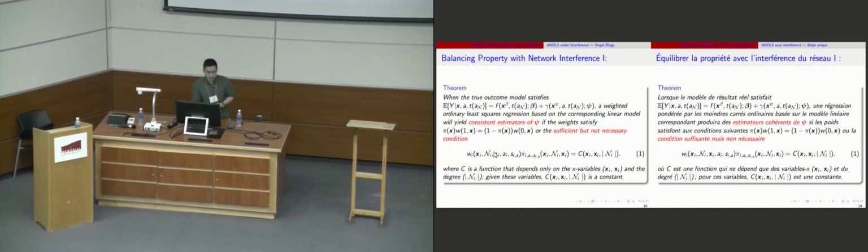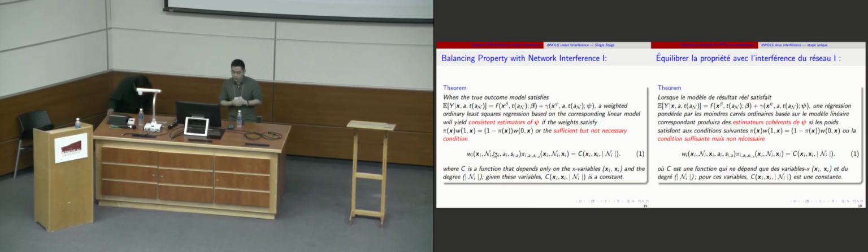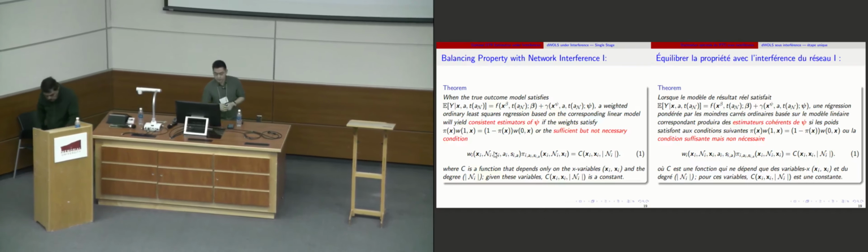This theorem tells us that if the true outcome model has two parts, the first the treatment-free part, the second the blip part, both of them have the summary of the neighbors' treatments, that is the interference term T of A_N here, then both the standard DR weights and the new proposed network weights will give a consistent estimator of the parameter psi.